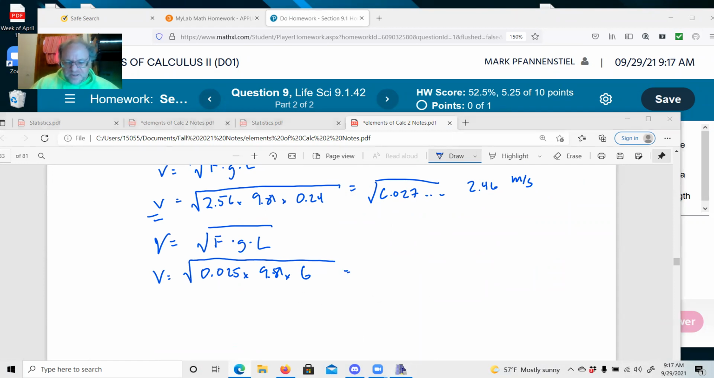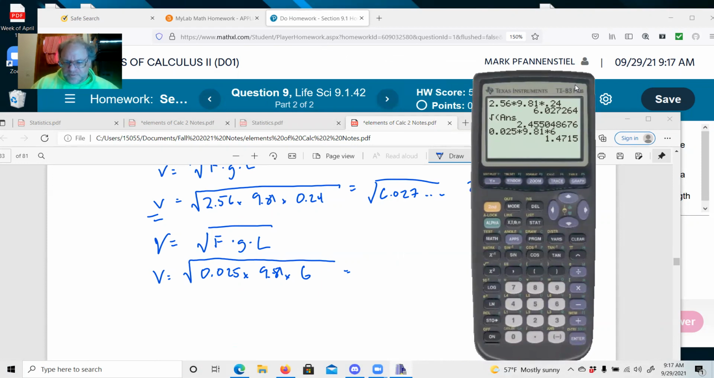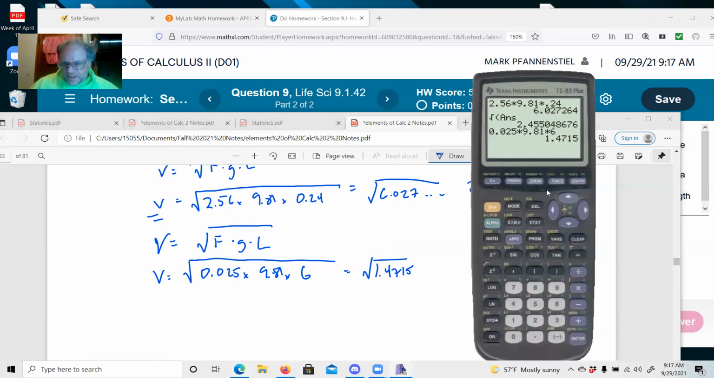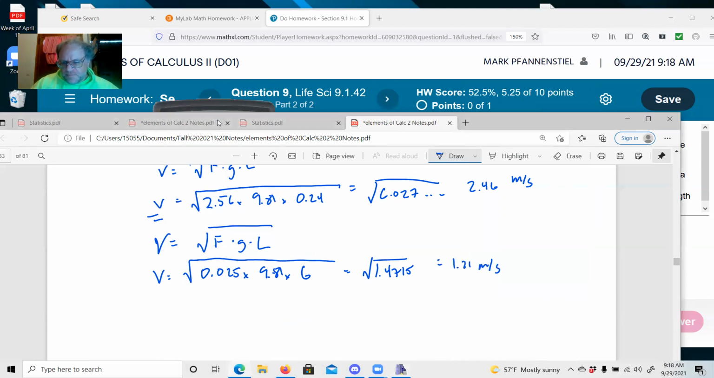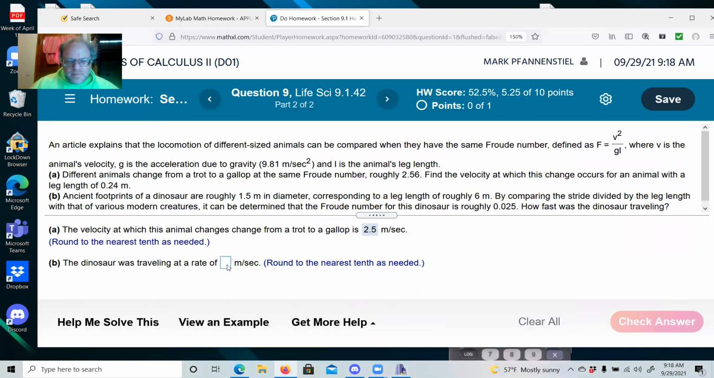So let's go and have a look at this. So let's see, we have 0.025, okay, times 9.81 times 6. We got 1.4715. Square rooted. Okay. Second function answer. And we got 1.21 meters per second. Or 1.2 meters per second when we round to the nearest tenth.